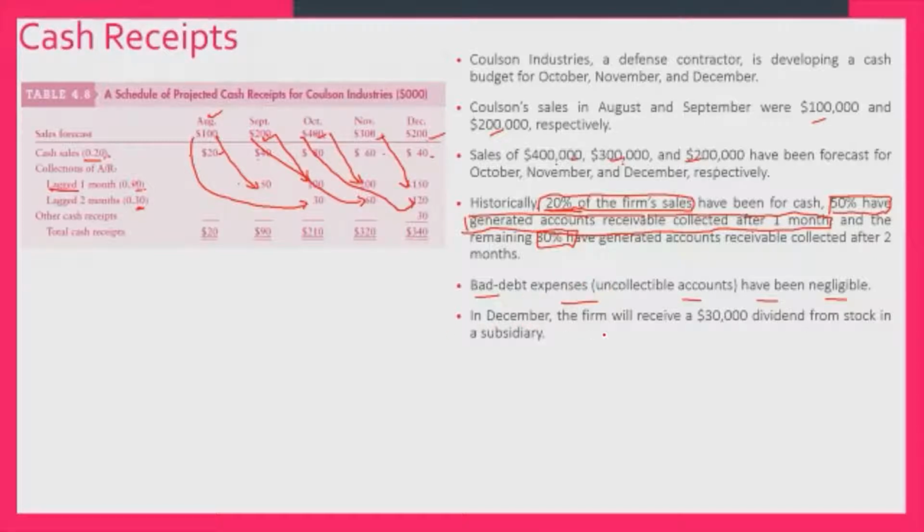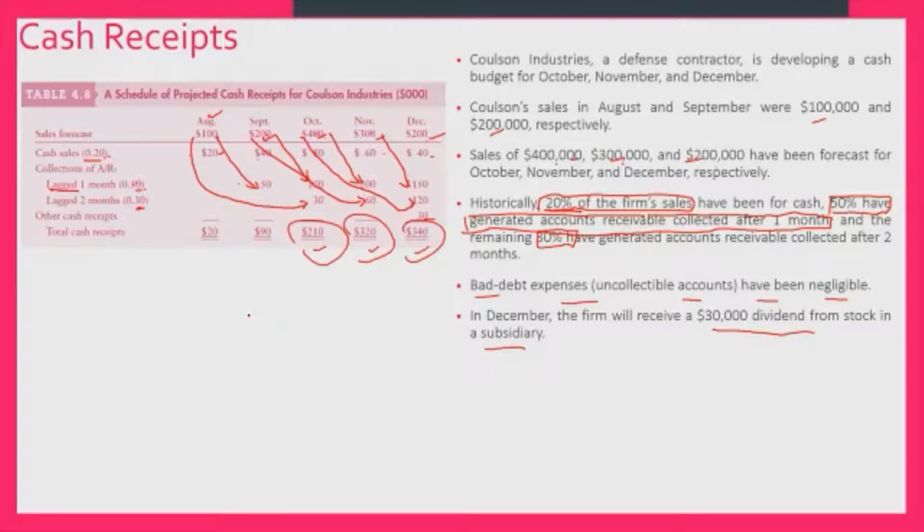In December, the firm will receive 30,000 dividends from stock in its subsidiary. Alright, so this is a cash receipt. They're receiving some money in December. When we add each one, well, we're doing October, November, December, well, we really focus on those 3 months. We see our total cash receipts for each month. Now, this is the first part.